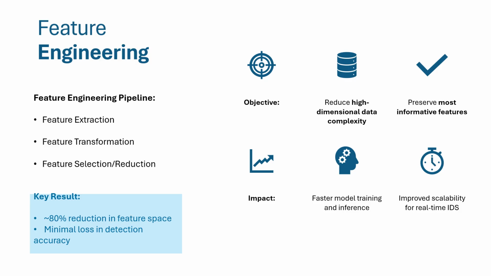Next, we perform feature transformation, which includes normalizing and standardizing the data. This ensures that all features are on a consistent scale and improves the learning process of the machine learning models. The most important step in this pipeline is feature selection, where we identify and retain only the most informative features, removing redundant or irrelevant ones.